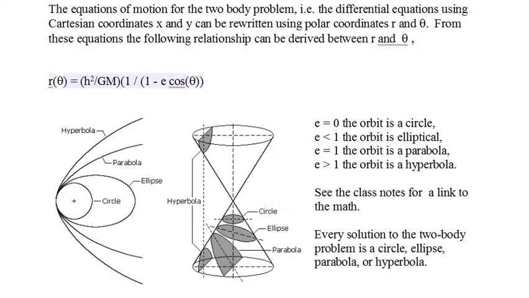The orbit shapes are determined by the shape parameter and correspond to the values shown for e: e equals 0, e less than 1, e equals 1, and e greater than 1. These shapes are the conic sections, which are circles, ellipses, parabolas, and hyperbolas, called conic sections because they are the shapes formed when a plane intersects a cone, as shown in the diagram. Every solution to the two-body problem is one of these shapes.